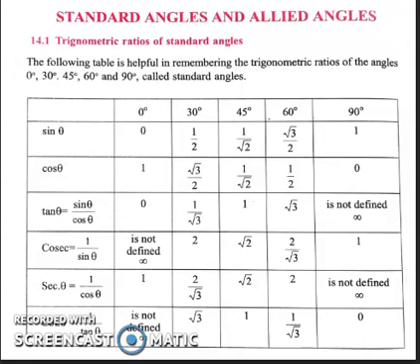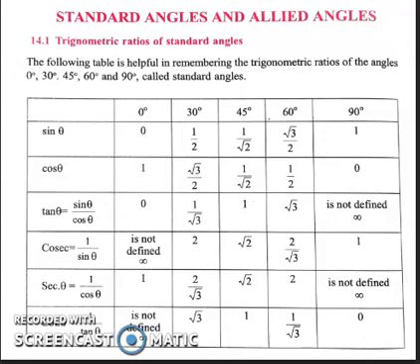They are sine of theta, that is sine 0 degree is 0, sine of 30 degree is 1 by 2, sine of 45 degree is 1 by root 2, sine of 60 degree is root 3 by 2, sine of 90 degree is 1. How these numbers can be found will be explained in the next slide.